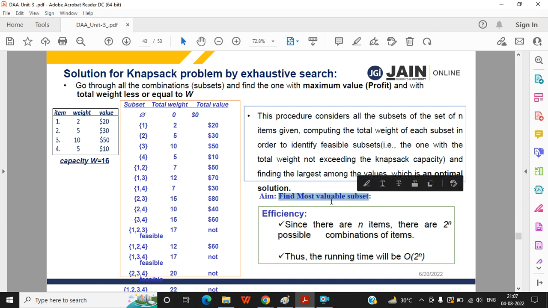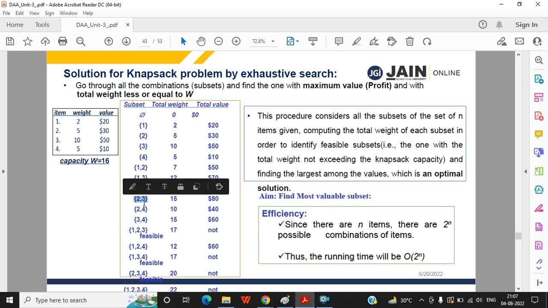Find the most valuable subset. So which one is your most valuable subset? You have to consider it from here. So I'm finding it 80. So it will take 2, 3.